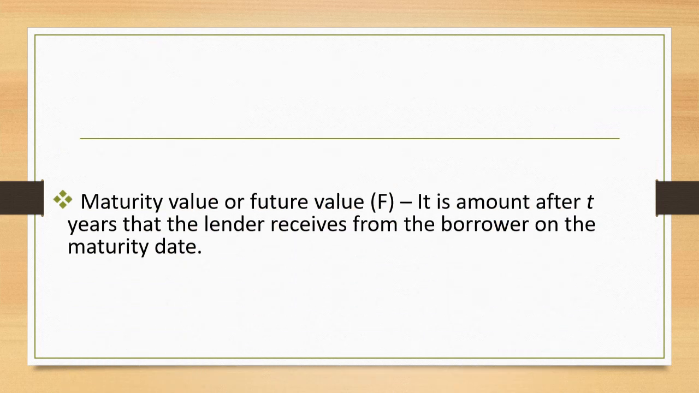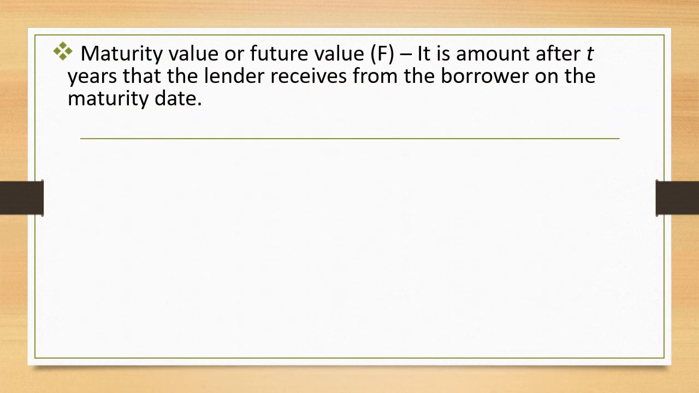So, next term tayo. Maturity value or the future value. So, this is the amount after 3 years that the lender receives from the borrower on the maturity date. So, ito na yung babayaran mo after nung usapan nyo. So, kung nangutang ka ng 100,000 after 3 years, yung amount na babayaran mo, yung utang mo plus interest, that will be called the future value or F.